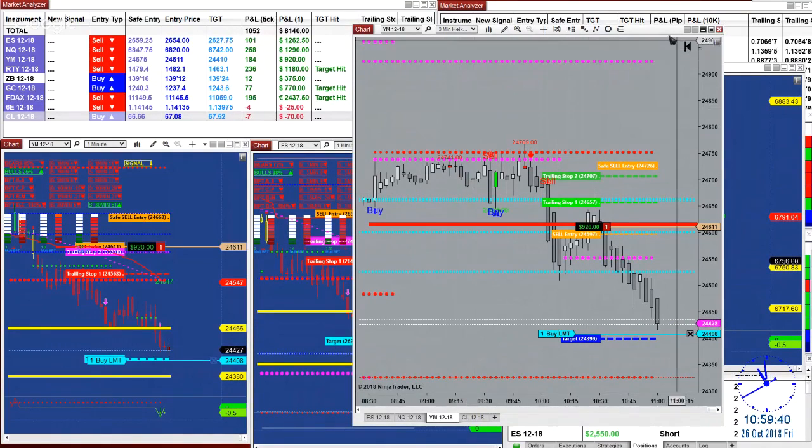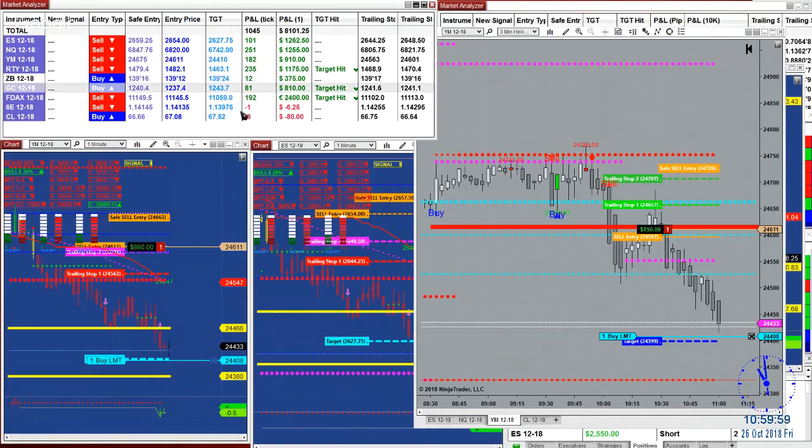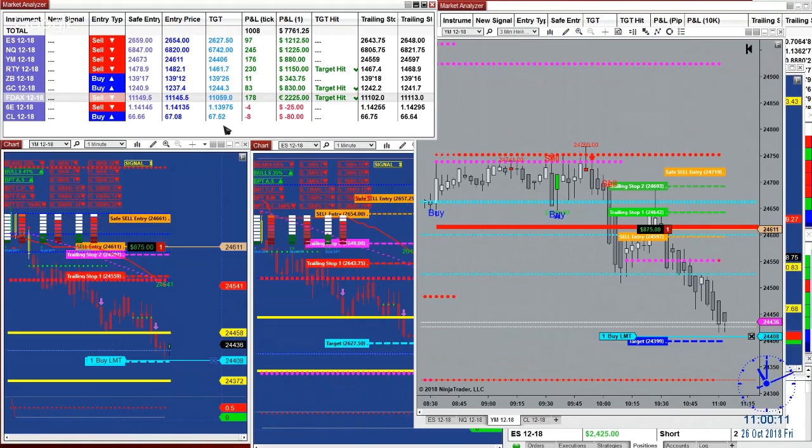Right now on the market analyzer, based on the last entry signal, right in front of you, we have 96 ticks on the ES based on one contract, 247 ticks on the Nasdaq, 180 ticks on the YM, 234 on the Russell, 12 ticks on the 30-year Treasury bond, gold 81 ticks, and the DAX 188 ticks.